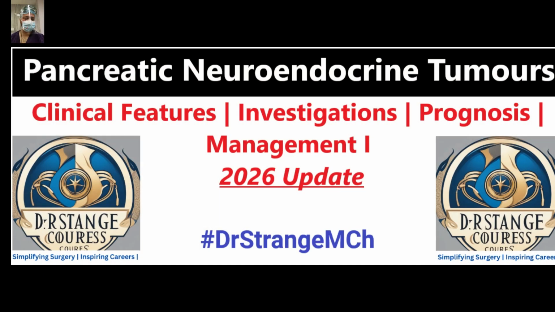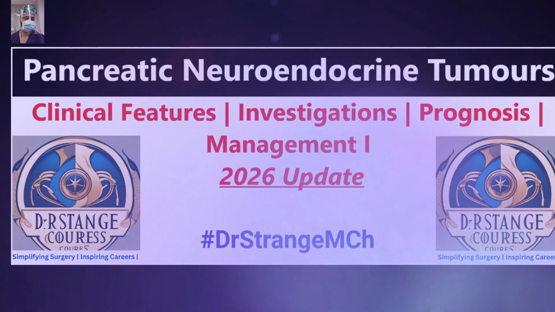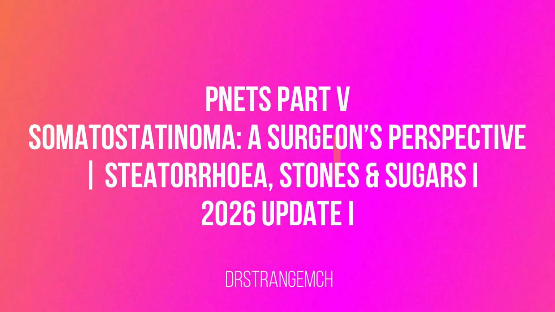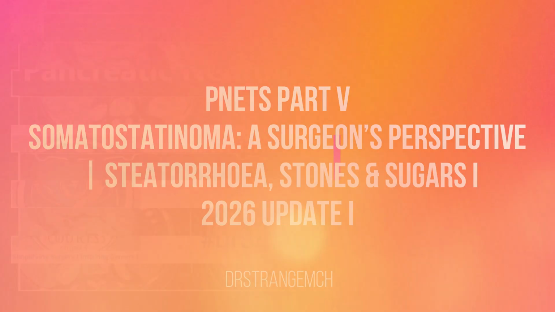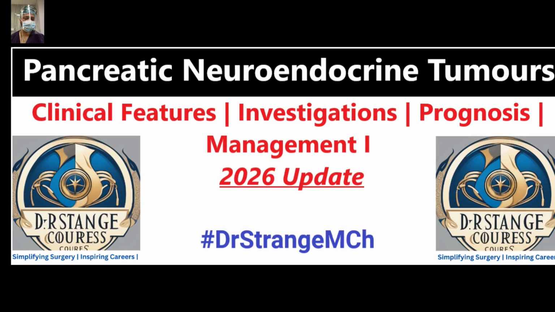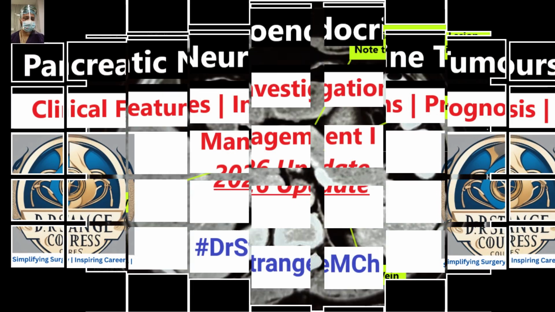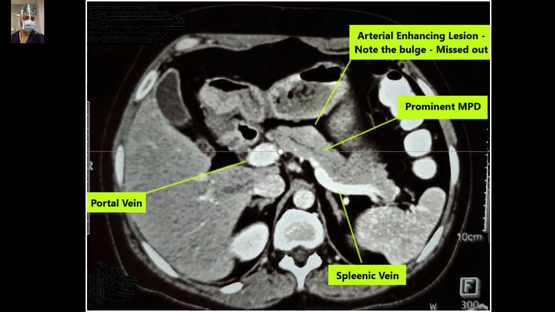Hello everyone. Pancreatic neuroendocrine tumors are rare, but they are a clinically fascinating entity. One patient may present with recurrent hypoglycemia and seizure, another with refractory peptic ulcers, another with liters of watery diarrhea, and another with a silent pancreatic mass with liver mets.